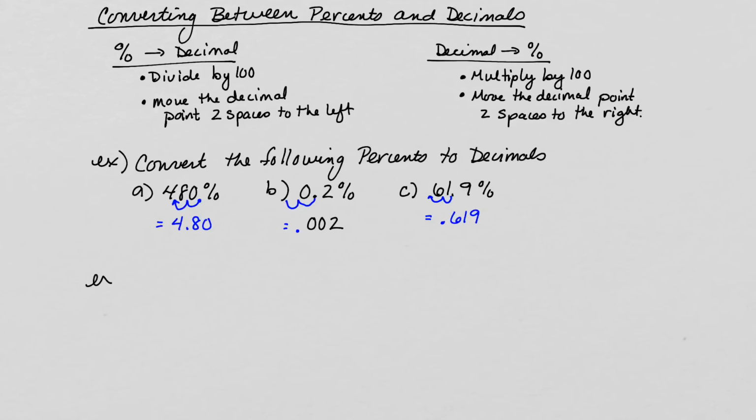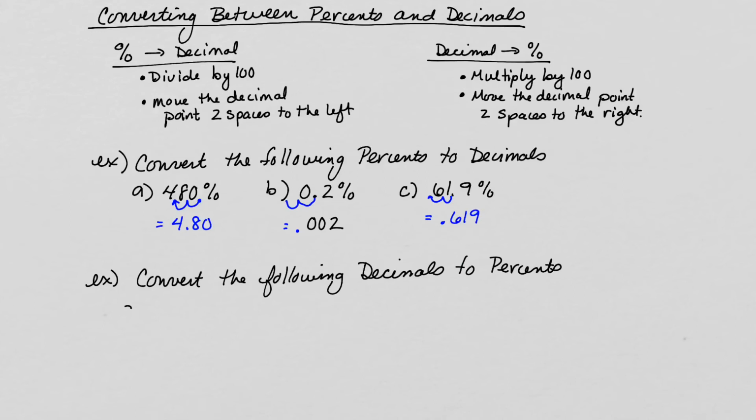So now let's try to convert the following decimals to percents. My first one here is 0.0056. So again, this time we're going to go 2 places to the right. So 1, 2, so that's where the decimal point is going to end up. So it's going to be 0.56, and then I went to a percent, so I need that percent sign.